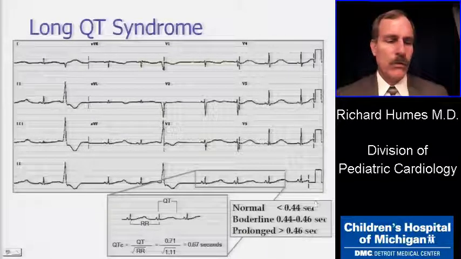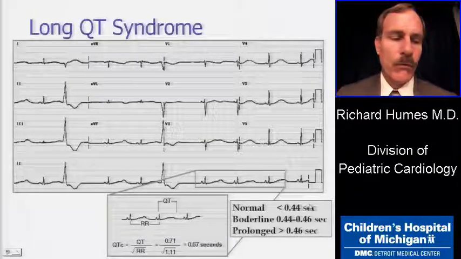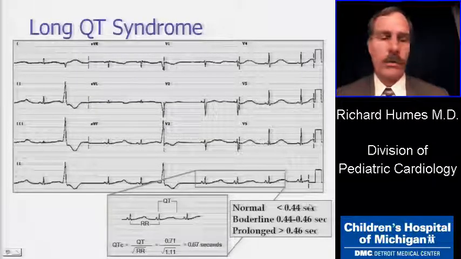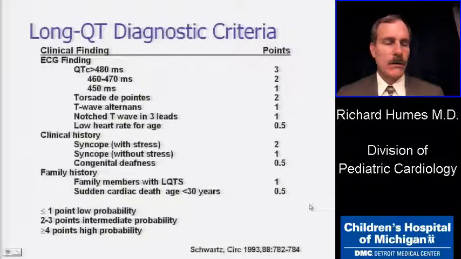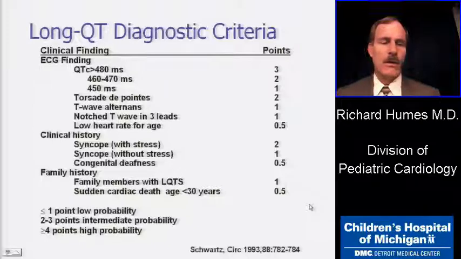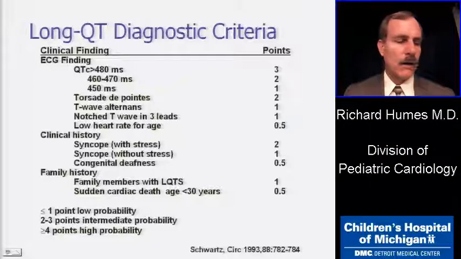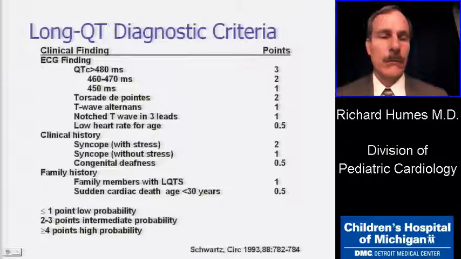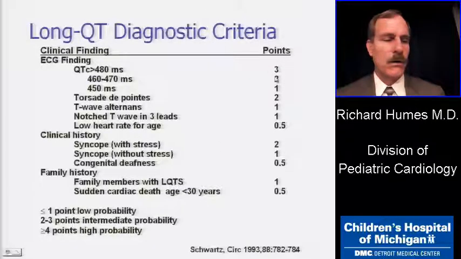Our normal QT intervals should be less than 0.44 seconds, borderline 0.44 to 0.46, and we call prolonged greater than 0.46. Now there are some diagnostic criteria which have been applied to help us with this long QT interval, not unlike the Jones criteria for rheumatic fever. You get certain point scores for having certain things, as you can see here.